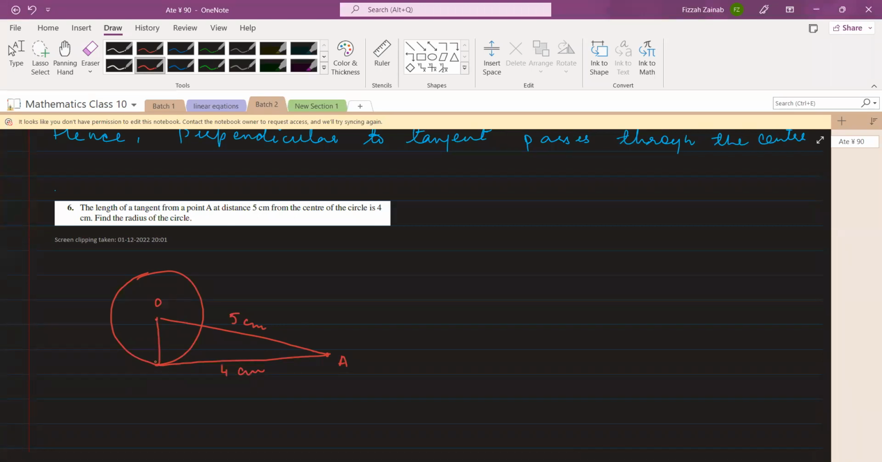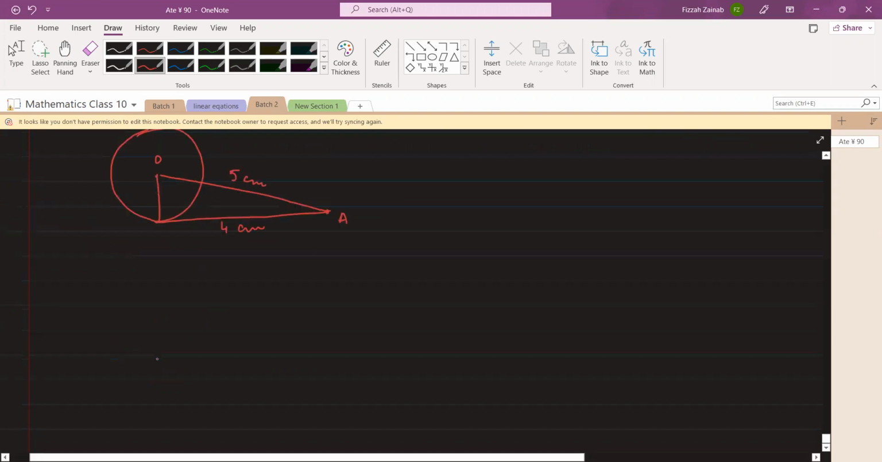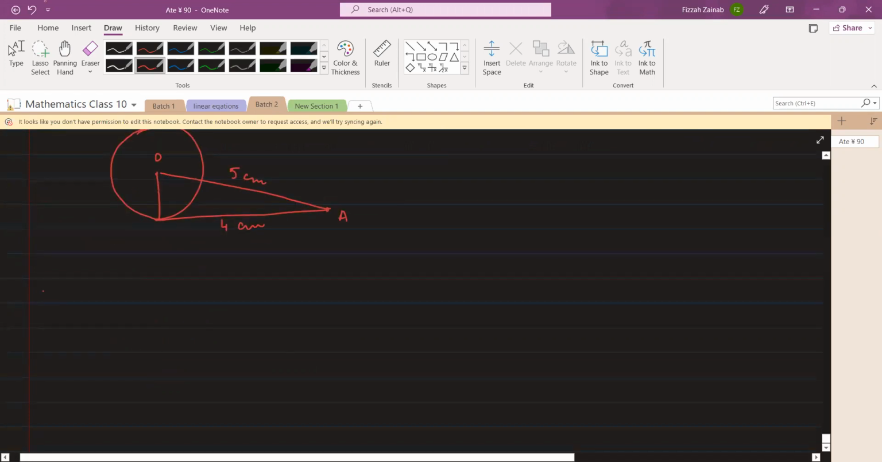This is the same as question number 1, isn't it? Now quickly do it, all of you. I'm not doing it, complete it in your copy. 3 centimeter. Yes, you can see that, but write it properly with the help of the theorem and everything. So I think we can move to the next question now, number 7.